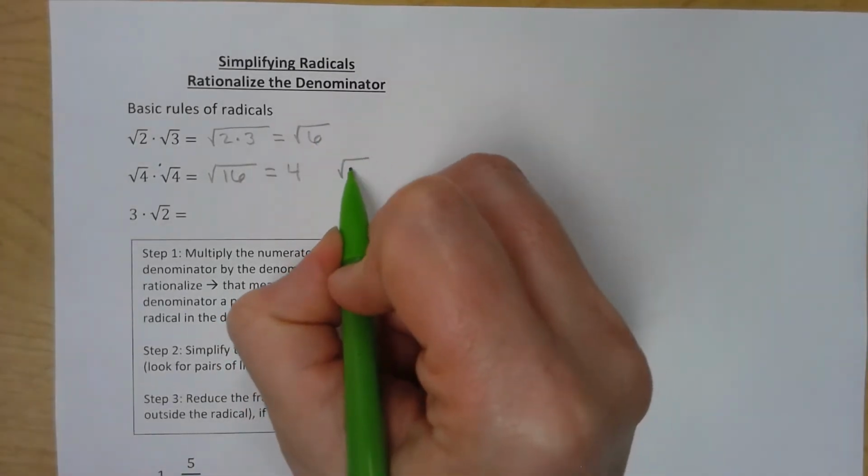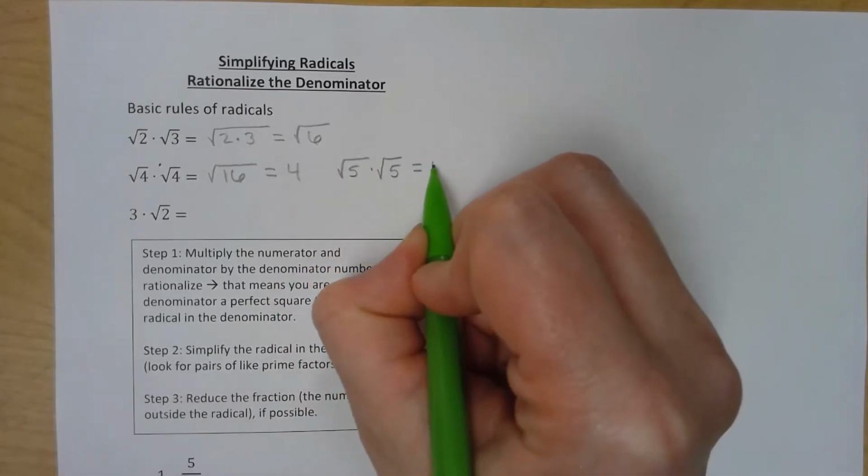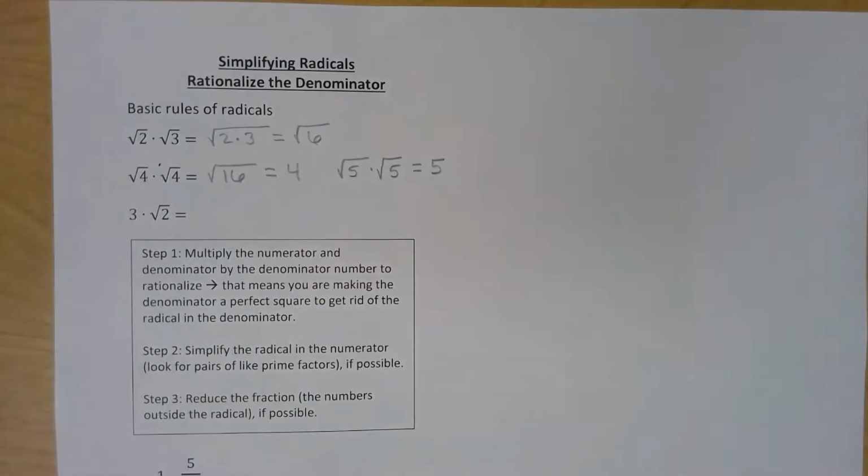Maybe it's the square root of 5 times the square root of 5. We know that that's going to equal just 5, because that becomes the square root of 25, and 25 is a perfect square, which equals 5.